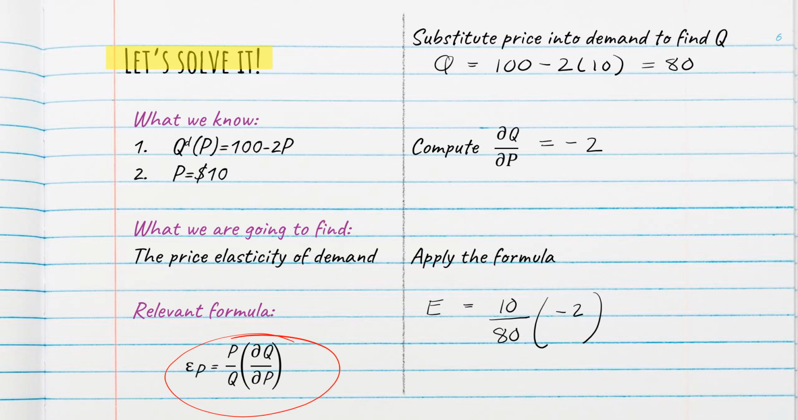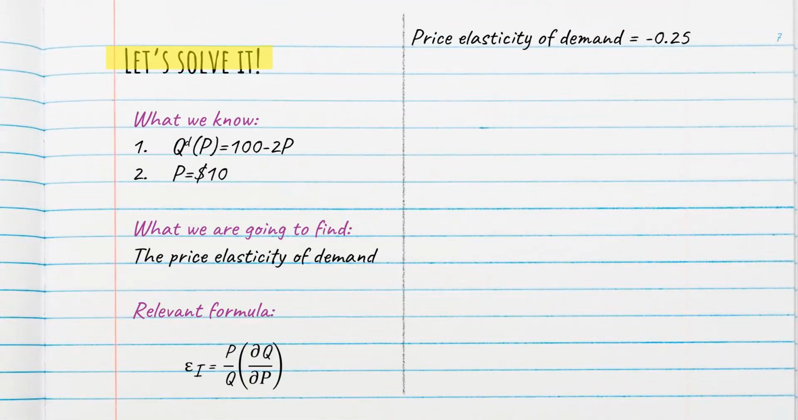And then we can simplify this if we wanted to. We have -20 over 80, canceling the 0 top and bottom, gives me -2/8, which we could rewrite as either -1/4 or -0.25 if we prefer a decimal. We've determined that the price elasticity of demand is -0.25, but we have one more question we're going to answer.